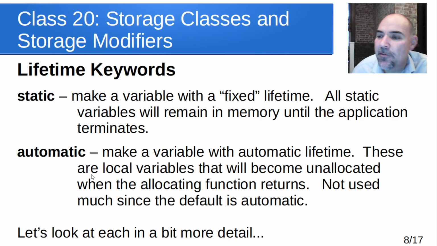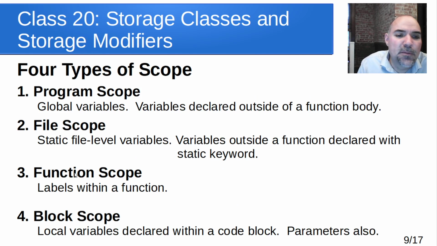Okay, so a couple of keywords that are associated with a lifetime. Static, which can make a variable with a fixed lifetime. Automatic, which can make a variable with an automatic lifetime. Now, we already saw static in the previous examples, but you don't see the automatic keyword used very often, and that's because the default for local variables is that they're automatic. So why type in the extra word automatic when it will just default to that? So you don't see it used very often. But static you will see used, and that makes a variable so that it retains its value in memory until the application terminates.